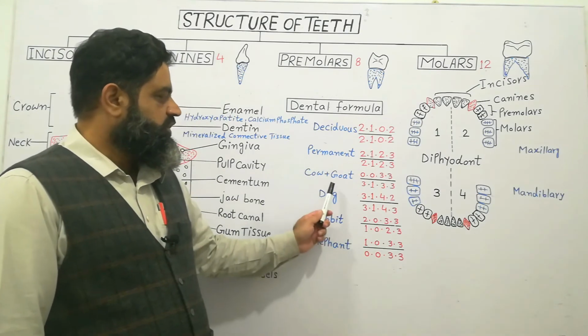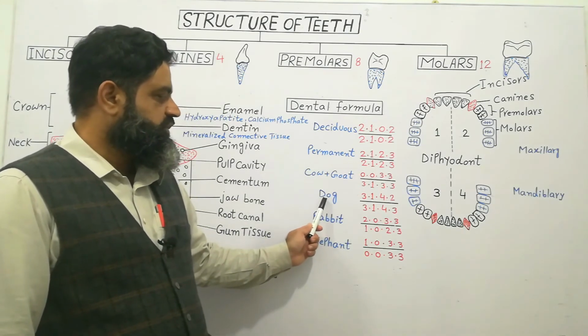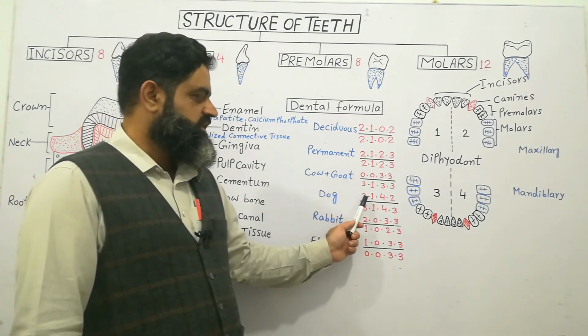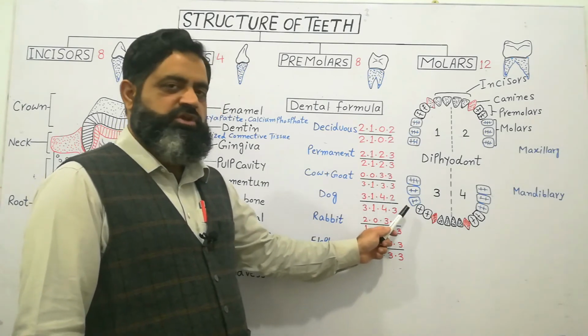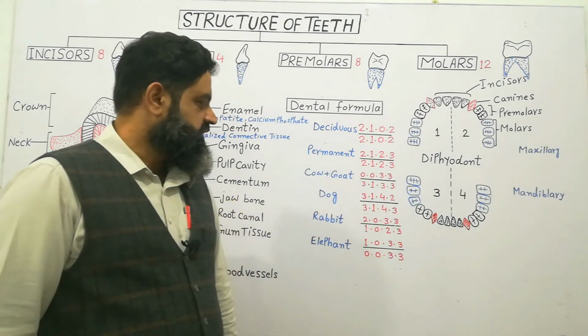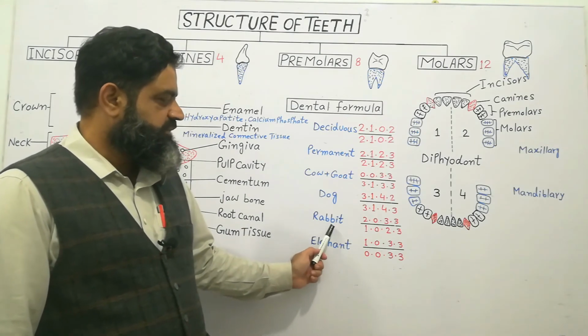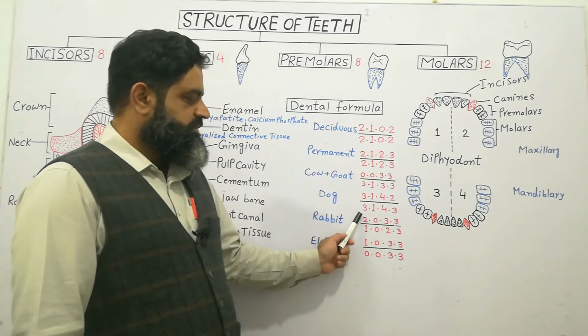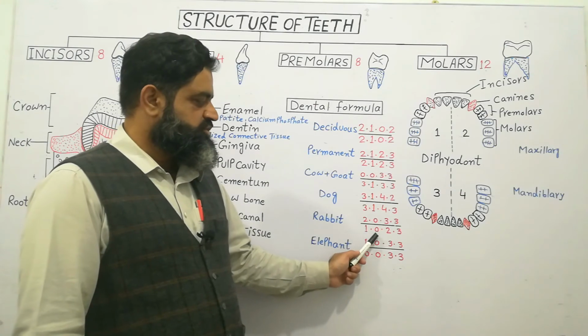Similarly, if we look at a carnivore, let us look at the dog. A dog has the dental formula 3, 1, 4, 2, and 3, 1, 4, 3 on the lower jaw. They have a little bit of difference. If we look at the dental formula of a rabbit, it is 2, 0, 3, 3 on the upper jaw, and on the lower jaw 1, 0, 2, 3.